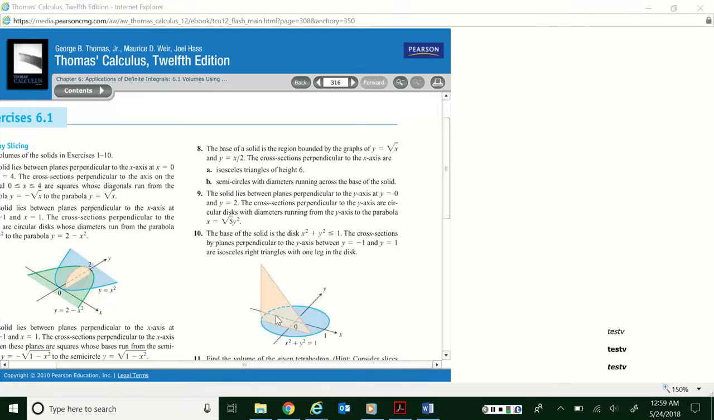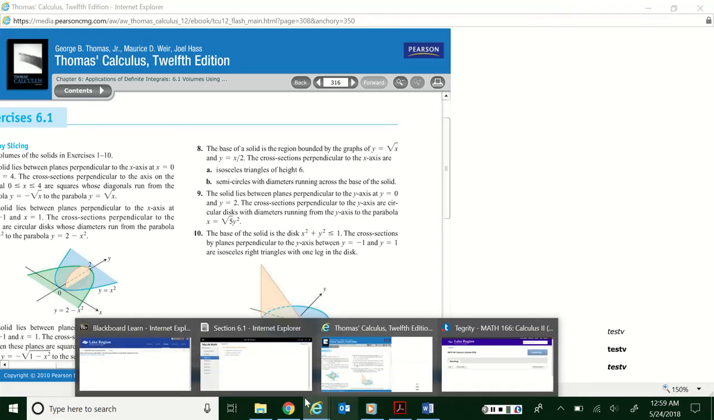Okay, so we are doing number 9 here, and this says that the solid lies between planes perpendicular to the y-axis at y equals 0 and y equals 2. The cross-sections perpendicular to the x-axis are circular discs with diameters running from the y-axis to the parabola x equals the radical 5 y squared.